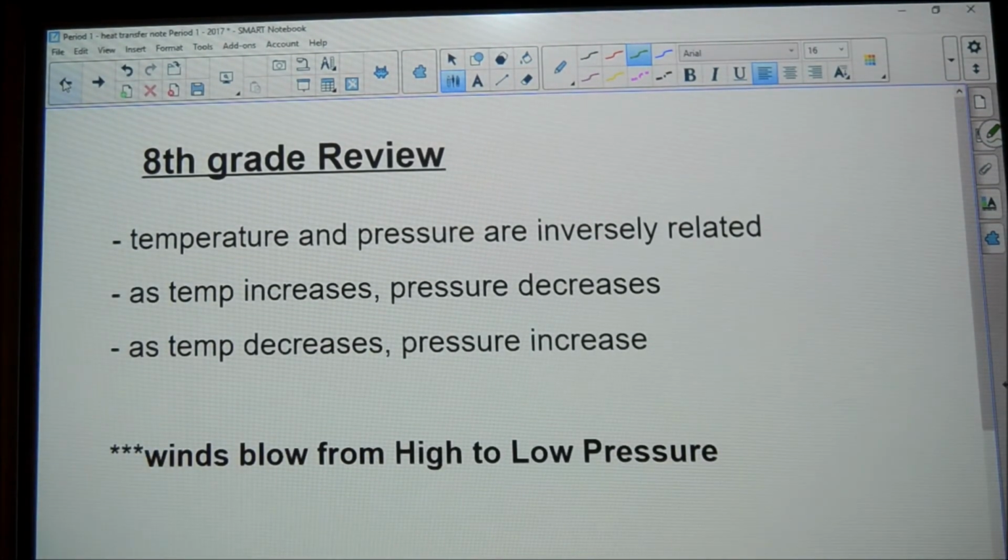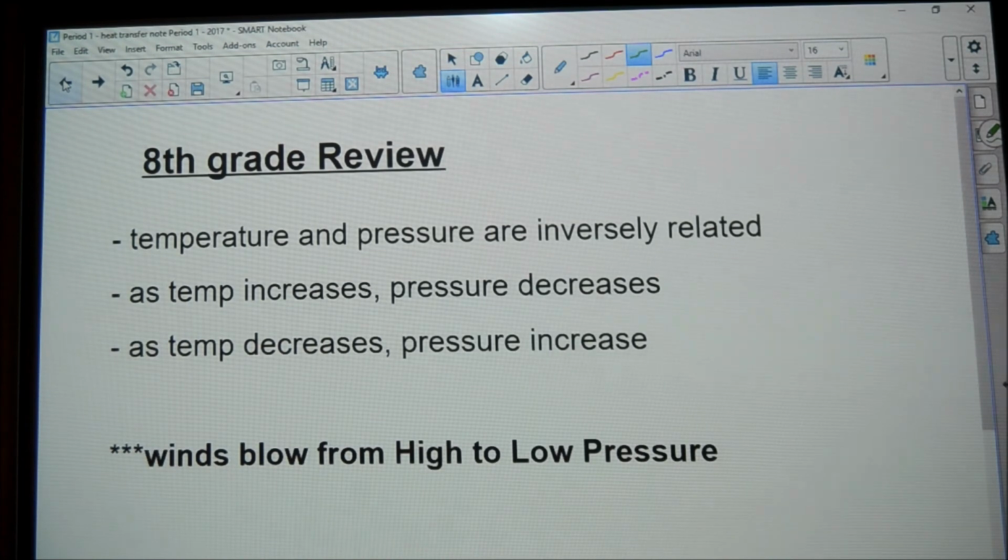Okay, let's do a little 8th grade review. Really important that you remember this one, because this is going to tie into meteorology. Temperature and pressure are inversely related. Well, what does inversely mean? Inversely means opposite. So as the temperature increases, the pressure is going to decrease. As the temperature decreases, the pressure is going to increase. So what one variable does, the other does the opposite. That's what inversely related means.